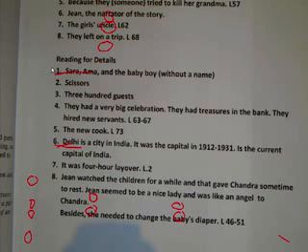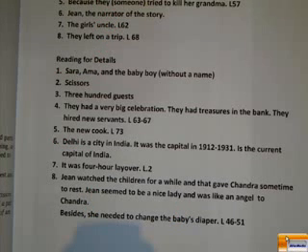Please, you write it down. So, number 1, the names of the people in Chandra's family: Sarah, Emma, and the baby boy. Or Sarah and Emma is enough. If the question is about names only, Sarah and Emma is enough as an answer.